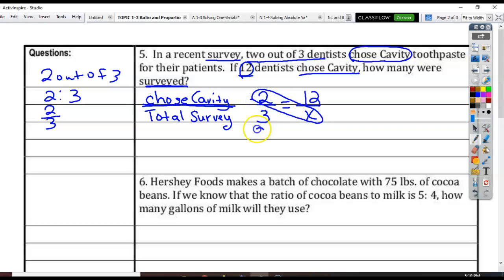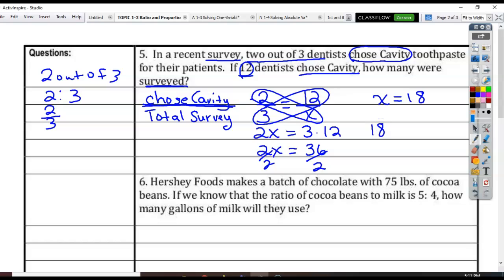So 2 times x is 2x equals 3 times 12. 3 times 12 is 36. Right, so I have 2x equals 36, divide by 2. And my x is equal to 18. Normally when we're solving word problems, I'd ask you what actually the 18 is. And the 18 is the total survey, total dentists surveyed if you want to be accurate. In your quiz on Canvas, just fill in the 18.